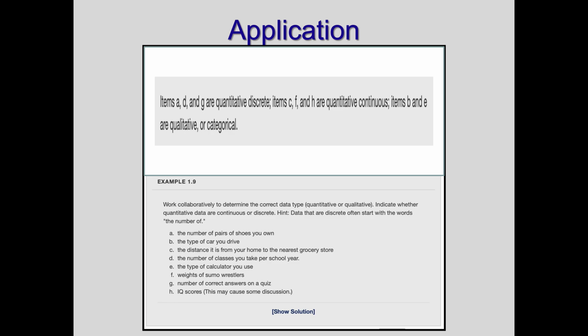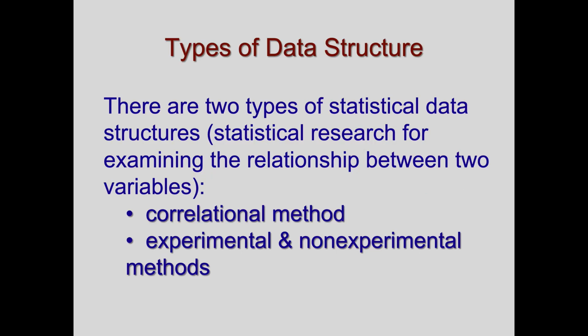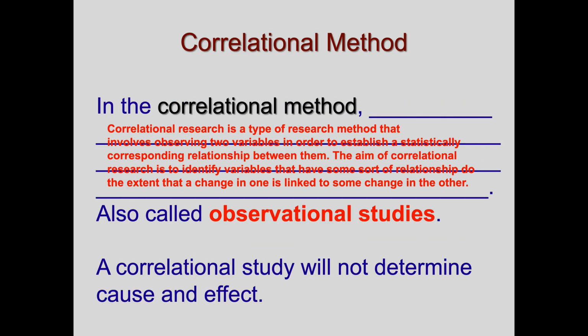All right. Now we're going to talk about data structures and research methods in statistics. We previously learned that there were two types of data. Also, there are two types of statistical data structures for examining the relationship between two variables. The first one is the correlational method, and the second involves both experimental and non-experimental methods.